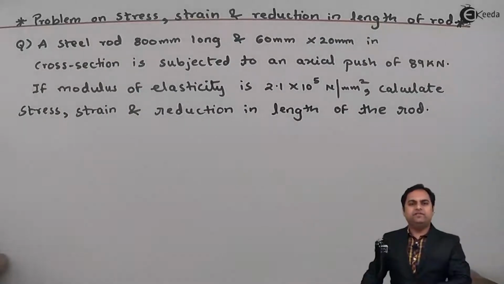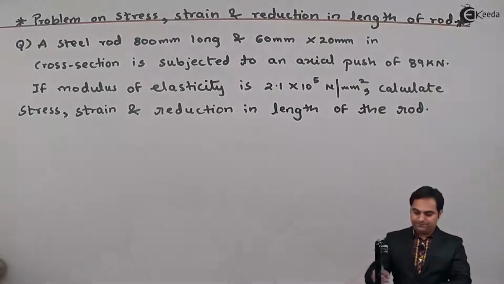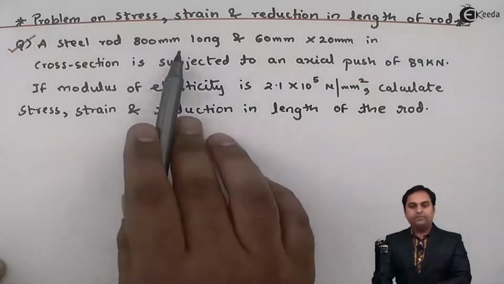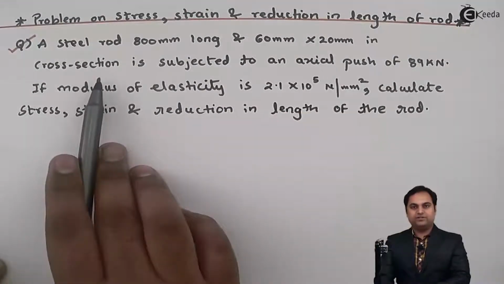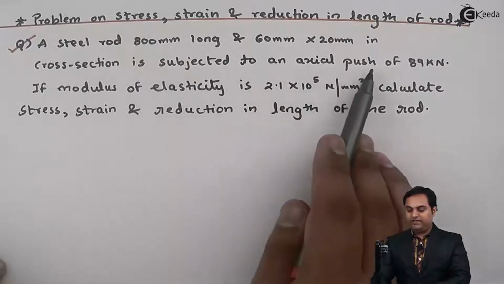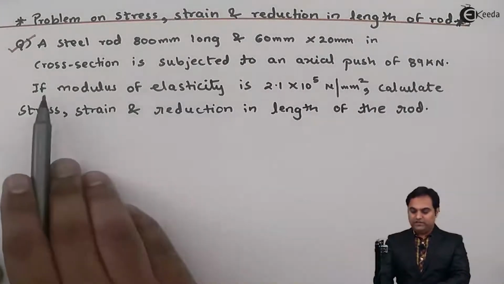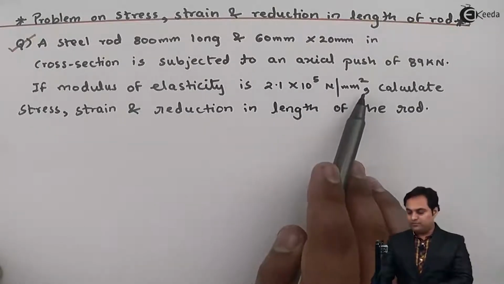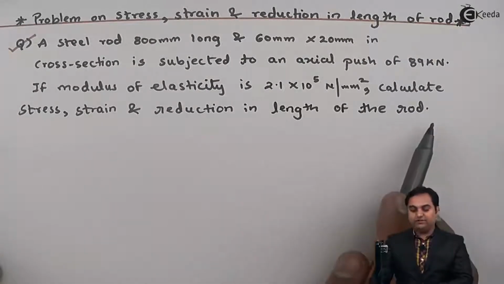Here in this video, we will see a problem related to stress and strain. And for that, here we have a question. A steel rod 800 mm long and 60 mm into 20 mm in cross section is subjected to an axial push of 89 kilonewton. If modulus of elasticity is 2.1 into 10 raised to 5 Newton per mm square, calculate stress, strain and reduction in length of the rod.